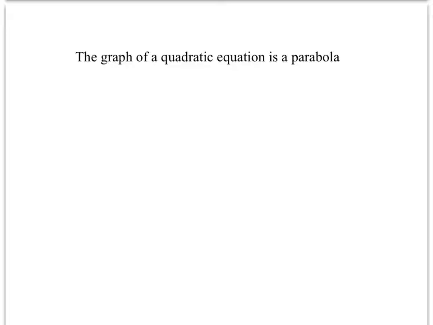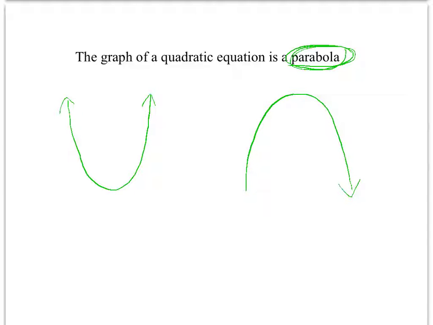Alright, so we have a parabola. This is the name that we give the graph of a quadratic. We call it a parabola. And if you remember, it's a U. It's either going to open up like this, or it's going to open down like this.